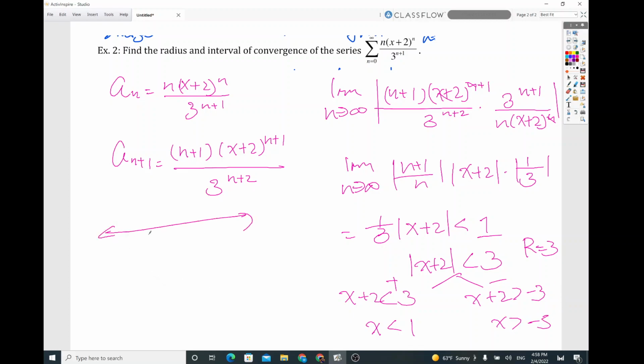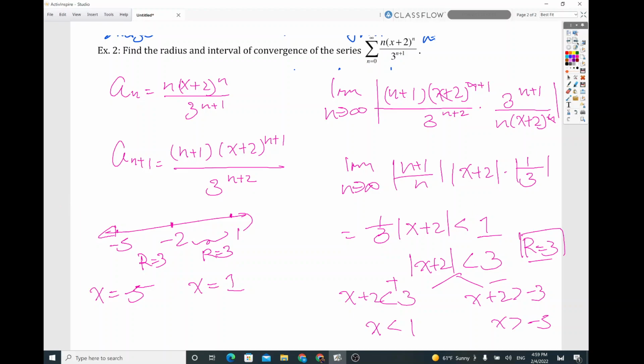So draw that on the number line. Center at negative 2, negative 5, here's 1, and then the radius in between, so r is 3. Over here, r is 3. Okay, so now we're not quite sure about the endpoints, so we need to verify them. One is at x equals -5, and the other one is at x equals 1. So we found the radius, and now we just need to get the interval of convergence. It looks like it's going to be from -5 to 1, but we need to verify the endpoints.